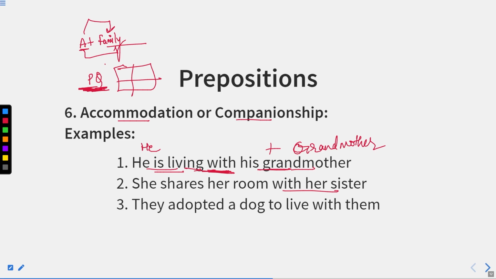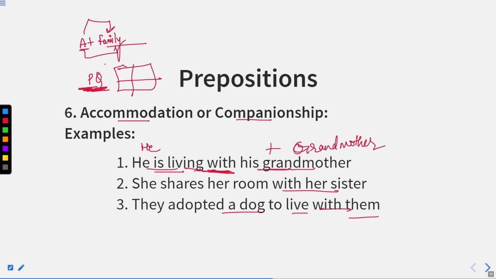There are many things which we can share with our sisters, with our room partners. For example, we are sharing the same room, the same kitchen, the same books. So this is how we share with our friends. Basically, with "share", we use the preposition "with". They adopted a dog to live with them. So they have a dog and they live over there. They both live together. So we are using the preposition "with" to show this association again.